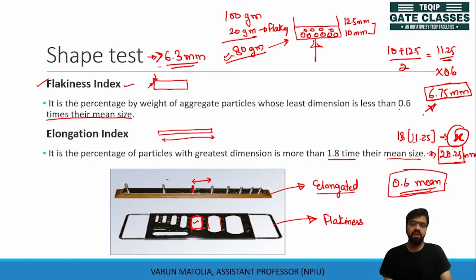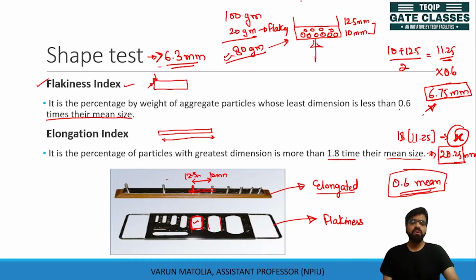So let us say for 12.5 mm to 10 mm, this slot is given here. We try to pass the aggregate through this slot with all its dimensions. If the aggregate does not pass through this slot from any dimension, we say the aggregate is elongated. So this is how we check the flakiness index and elongation index.